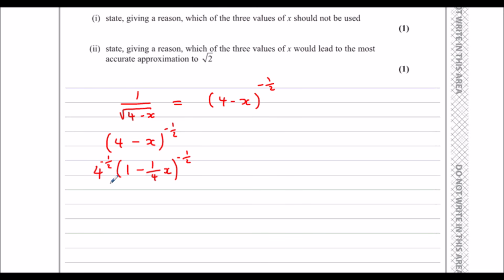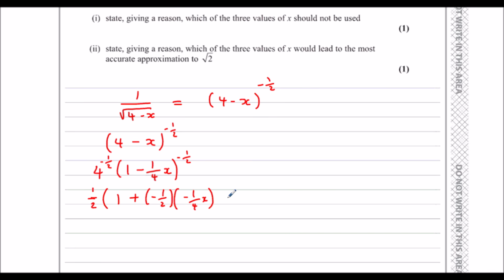And 4 to the power of minus a half is the same as a half. Square root, that'd be 2, and then flip. So it's half times this expanded. And the expansion is 1 plus n times x. So minus a half times minus a quarter x.